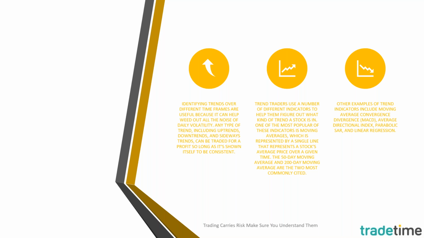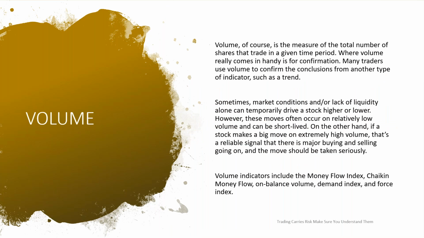One of the most popular of these indicators is moving averages, which is represented by a single line that represents an average price over a given period of time. Other examples of trend indicators include moving average convergence and divergence, known as MACD, or average directional index, or parabolic SAR, or linear regression. So that's only one category. Then we go over to volume.